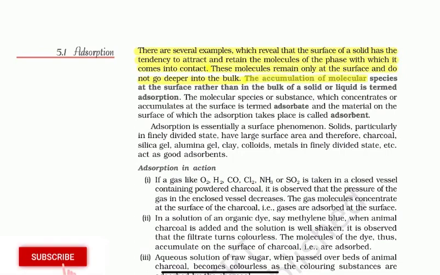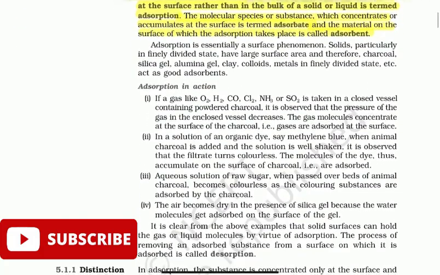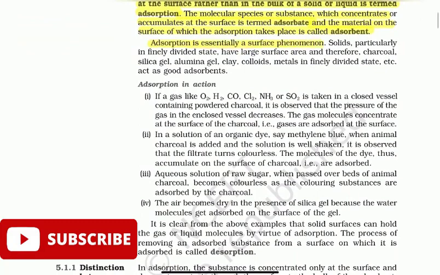The accumulation of molecular species at the surface rather than in the bulk of a solid or liquid is termed adsorption. The molecular species or substance which concentrates or accumulates at the surface is termed adsorbate, and the material on the surface of which the adsorption takes place is called adsorbent. Adsorption is essentially a surface phenomenon.